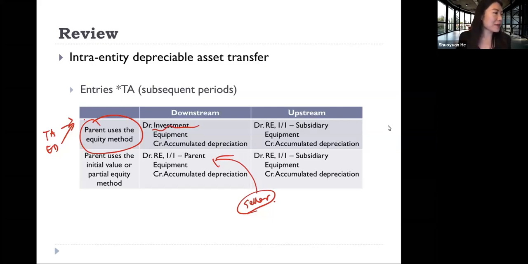Now, let's begin today's class. We're going to talk about intra-entity debt transfer.